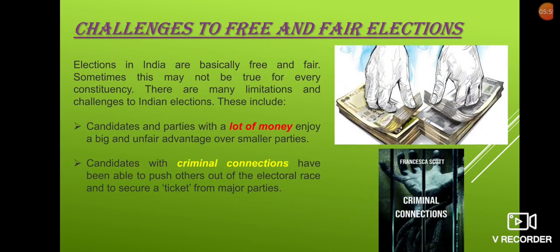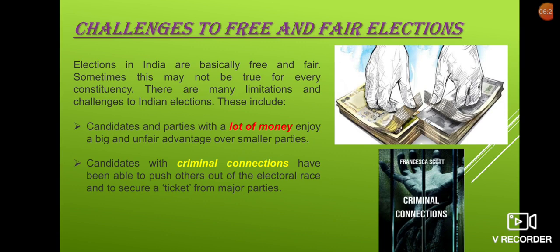The last topic of this chapter is the challenges to free and fair elections. Although Indian elections have been made democratic, there are still many challenges faced during elections. Elections in India are basically free and fair. Sometimes this may not be true for every constituency.